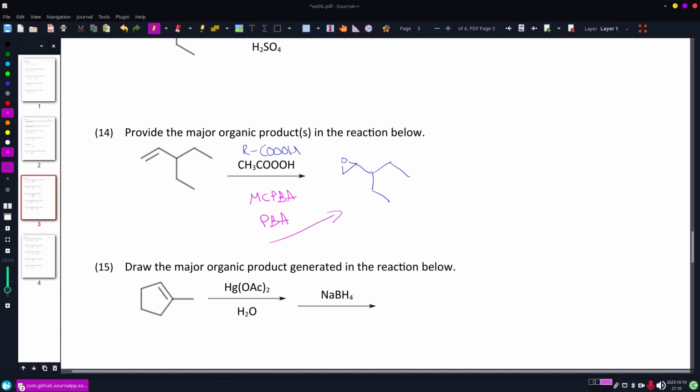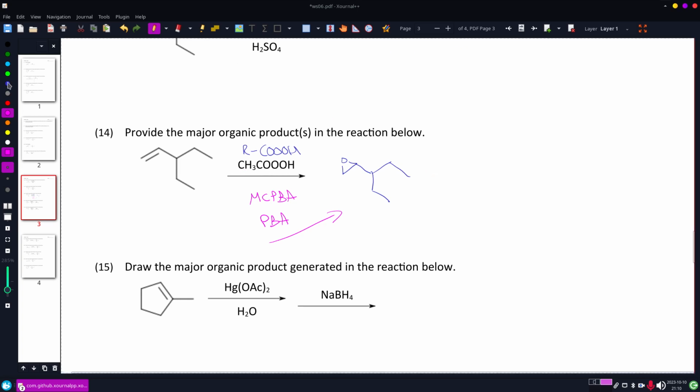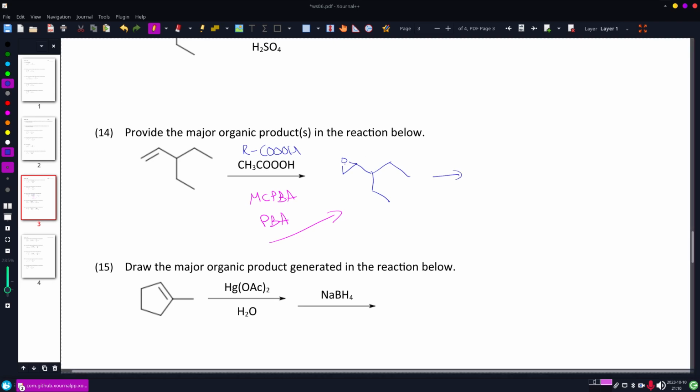But in this case, since it has a CH3 there, this thing is acidic enough that we do an acid catalyzed addition of water across that double bond. And how this opens up, we essentially are going to get OH on one side and OH on the other.